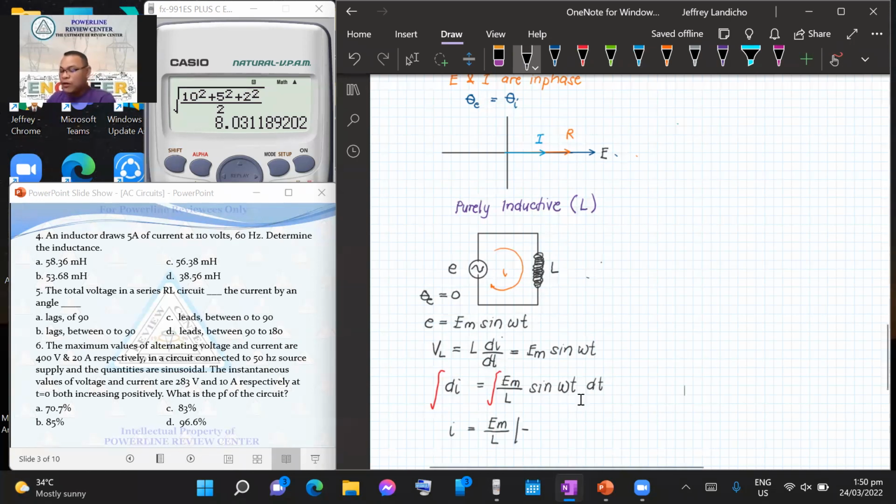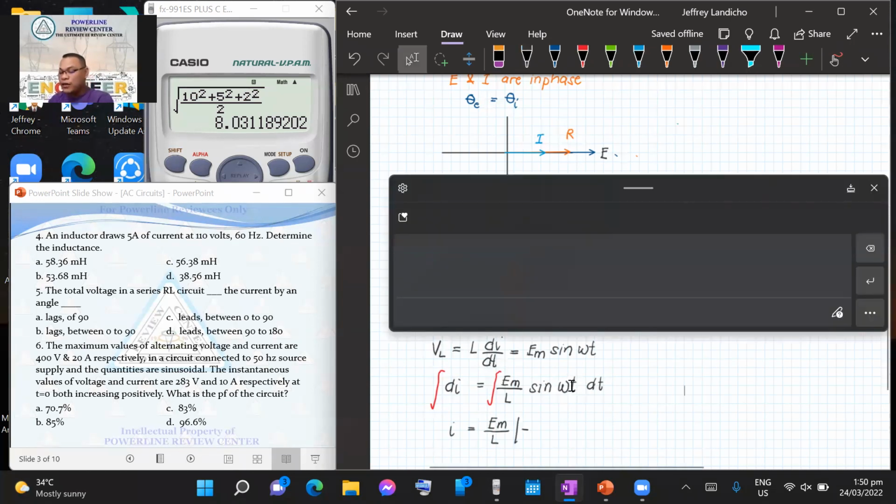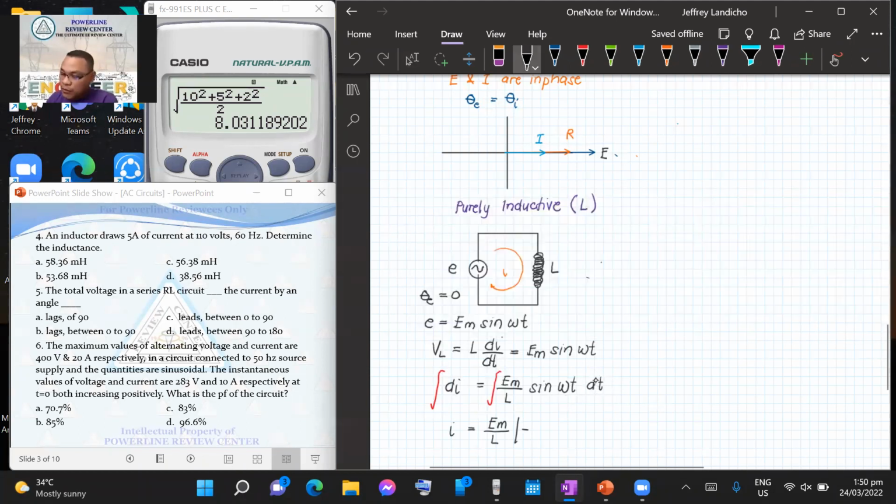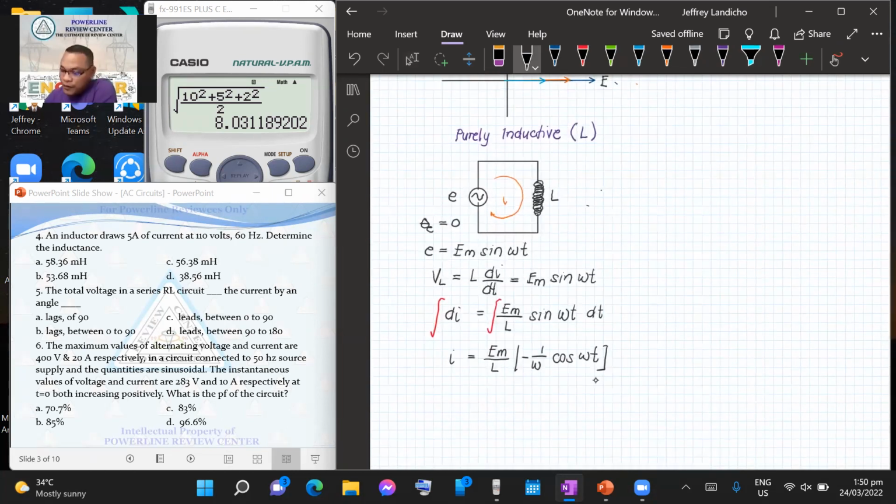Ano derivative ng ating angle? Omega t, derivative nito is omega dt. So wala tayong omega, dt lang. Kaya meron lang tayong balance factor of 1 over omega multiplied kanina cosine omega t. So therefore, pag sinimplified natin yan, ito makikita natin that E sub m over omega L naka-multiplied kay negative cosine omega t.